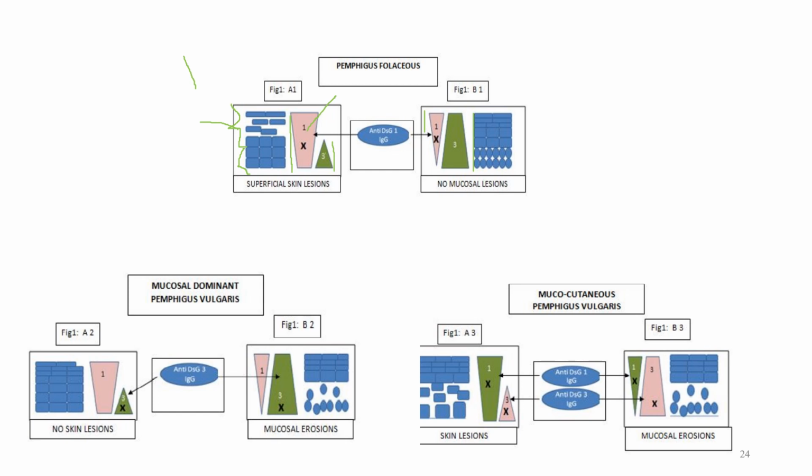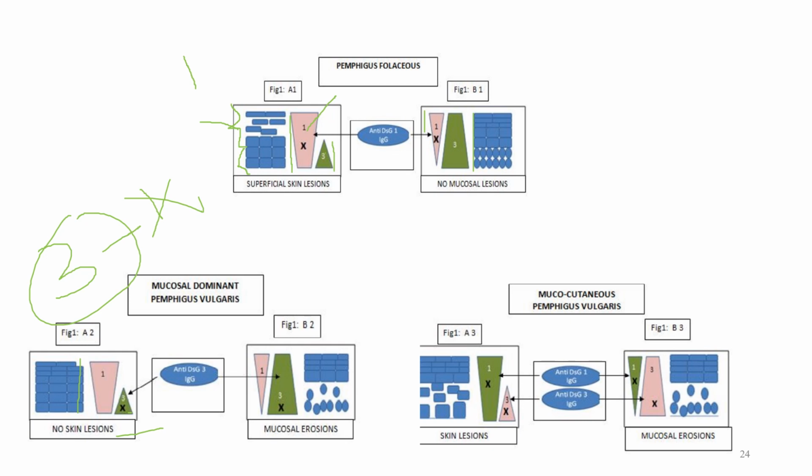If we see in Pemphigus vulgaris, the main antigen is desmoglein 3. Very much later, desmoglein 1 may be affected. So in mucosal dominant, only desmoglein 3 is affected and desmoglein 1 is not affected. So the question here is why no skin lesions? If desmoglein 3 is affected, but desmoglein 1 is there in the entire epidermis to compensate, that is the reason why no blisters are formed in the skin.